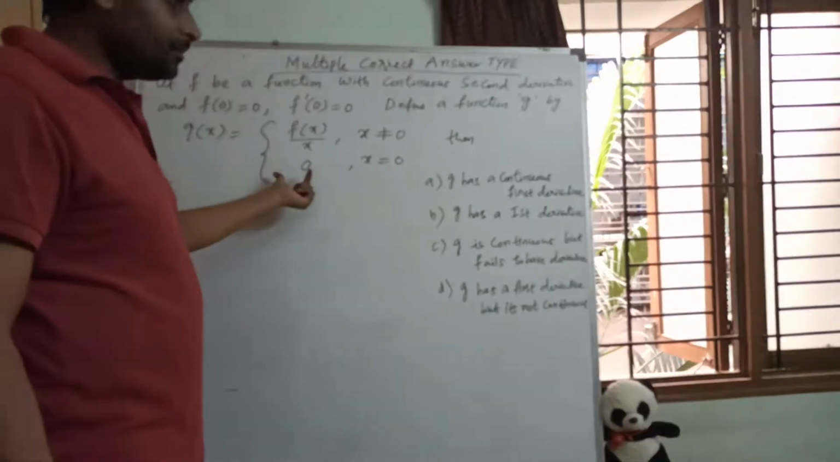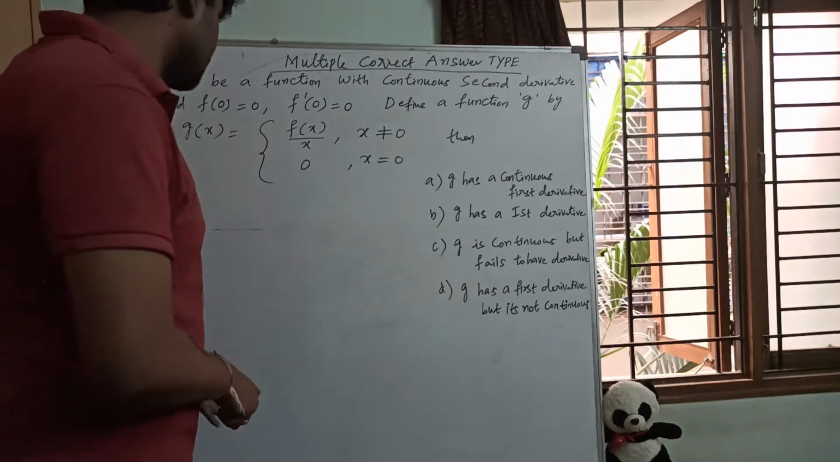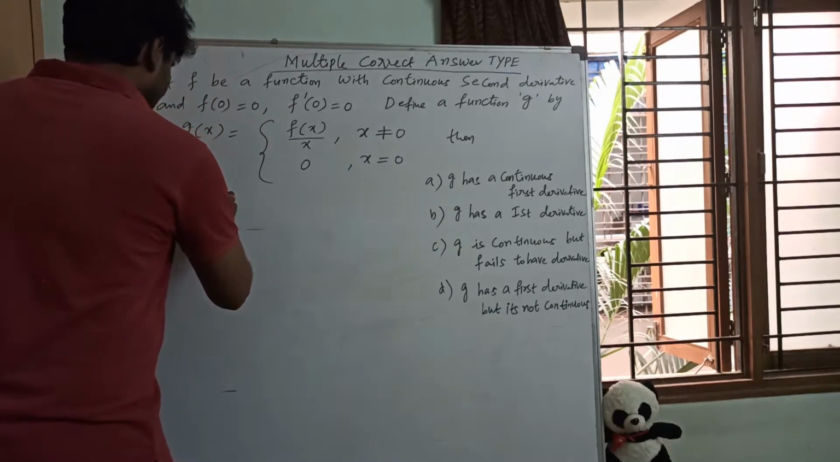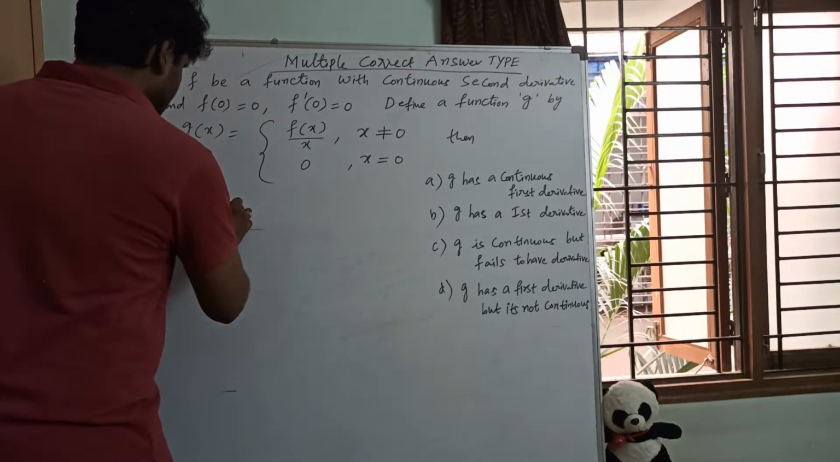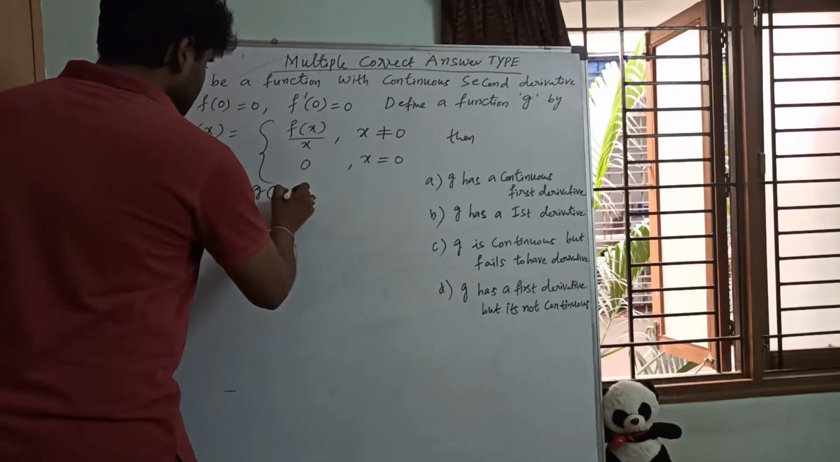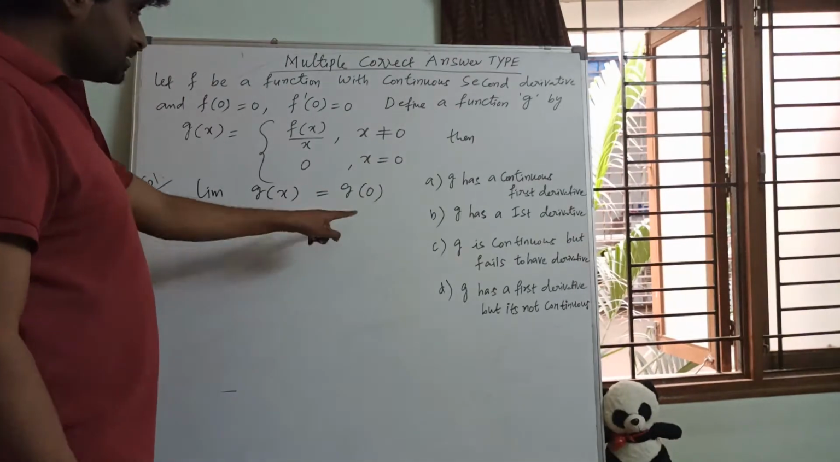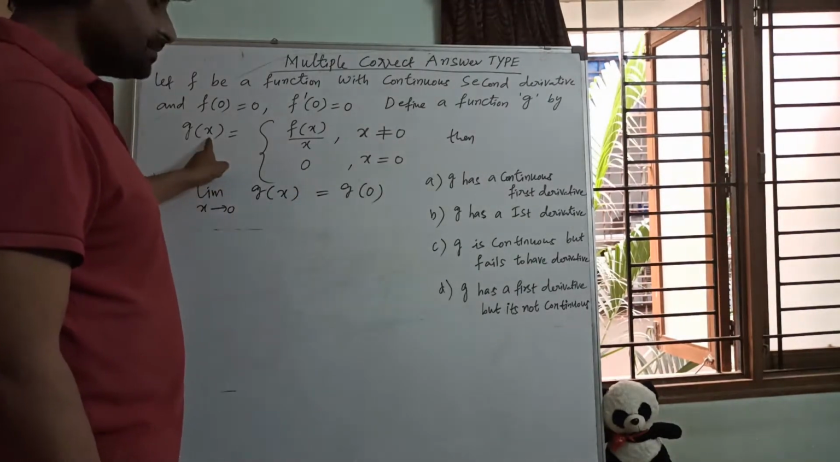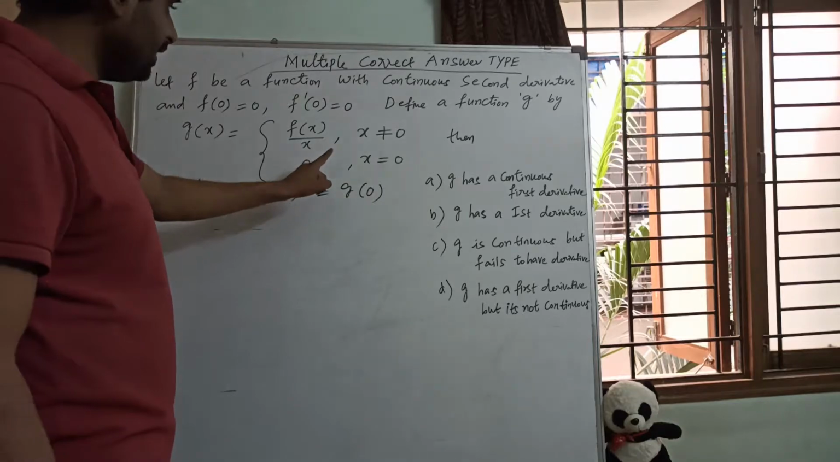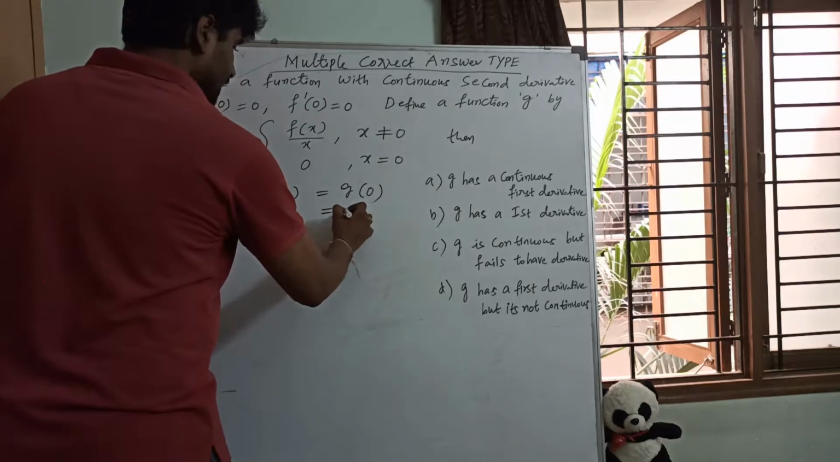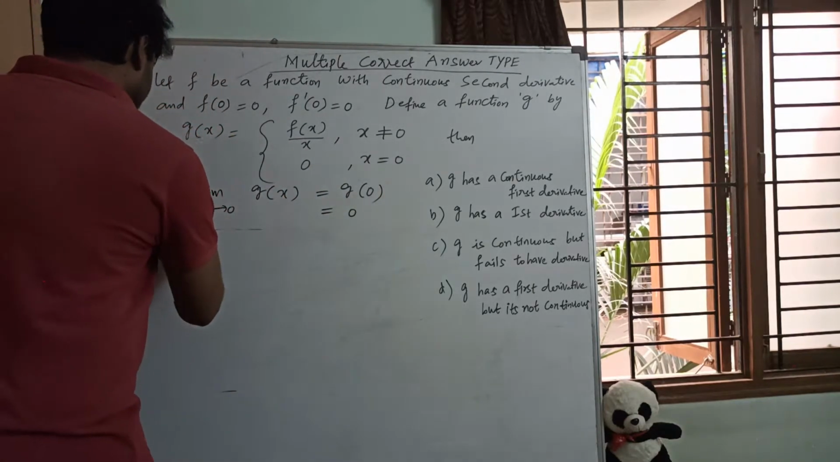g of 0 is 0. Now let us find the limiting value also. Here, limit x tends to 0, g of x equals g of 0, correct? So this is the condition of continuity of g, correct? So what is g of 0 given? 0, right?